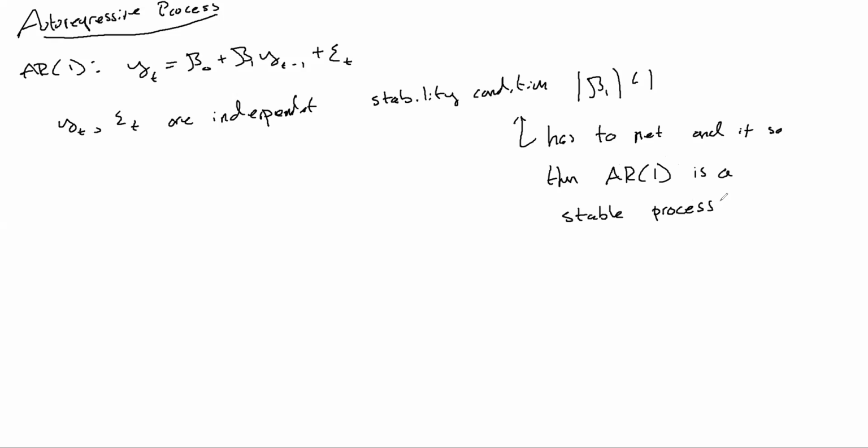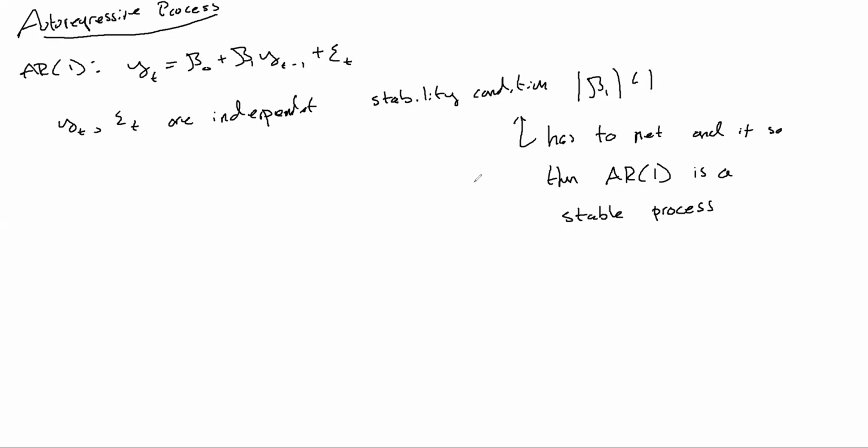So we assume that the error term at time t and the y value at time t are independent. Then in order for this to be a stable process, or weakly dependent, our first coefficient beta 1, or any coefficients for this, must have an absolute value less than 1. If the stability condition is met, then our autoregressive first order process is a stable process. And this is very important.